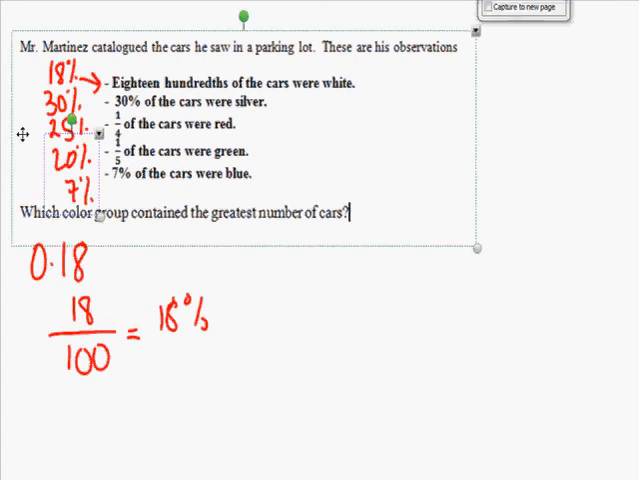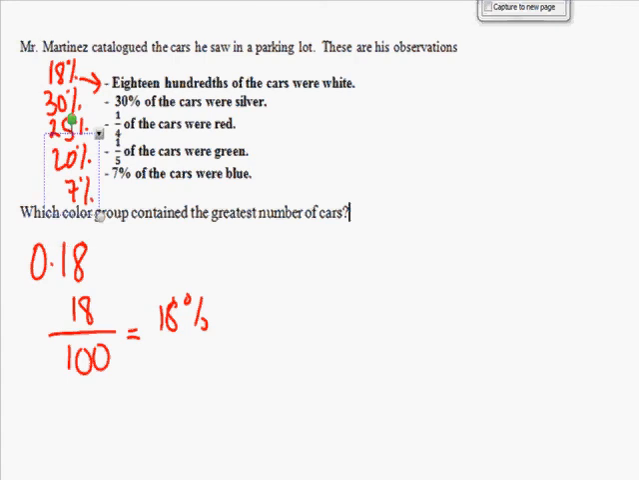So now the question is asking me which color group contained the greatest number of cars. If I'm looking for the greatest number of cars, I'm looking for the greatest percentage, because that means most of those cars were that color. It looks like the greatest percentage I have here is 30%. 30% is bigger than 18%, bigger than 25%, bigger than 20%, and bigger than 7%. So the color group that contained the greatest number of cars were silver cars.